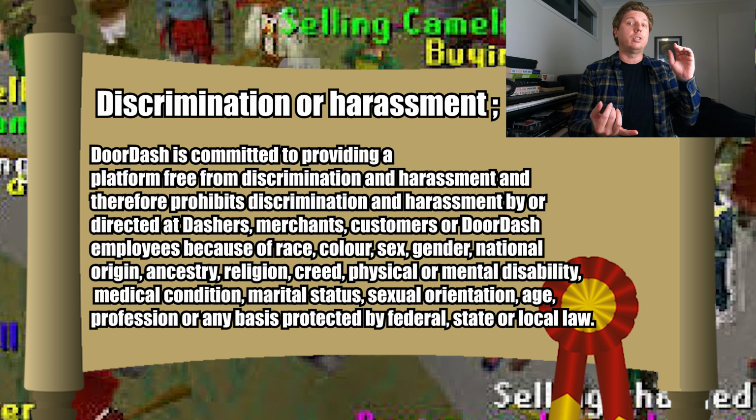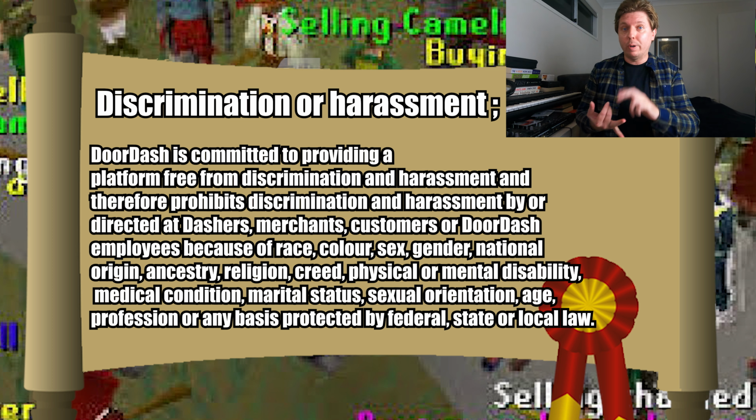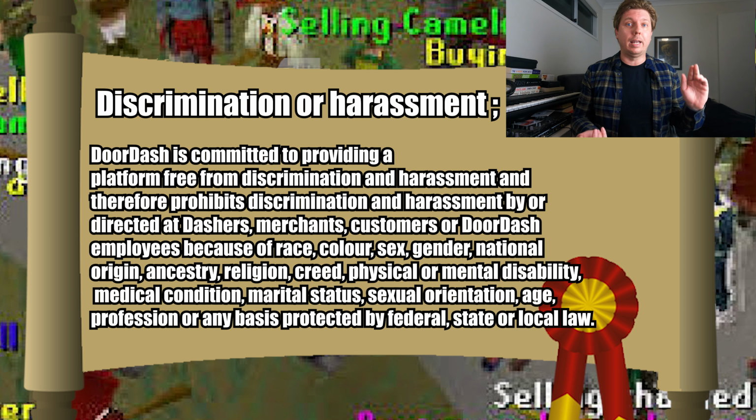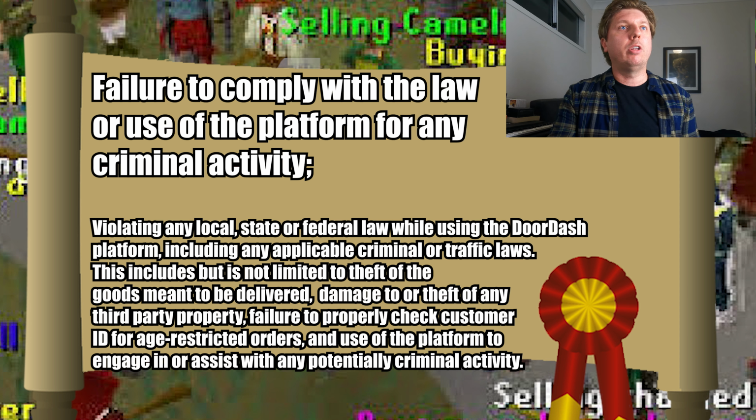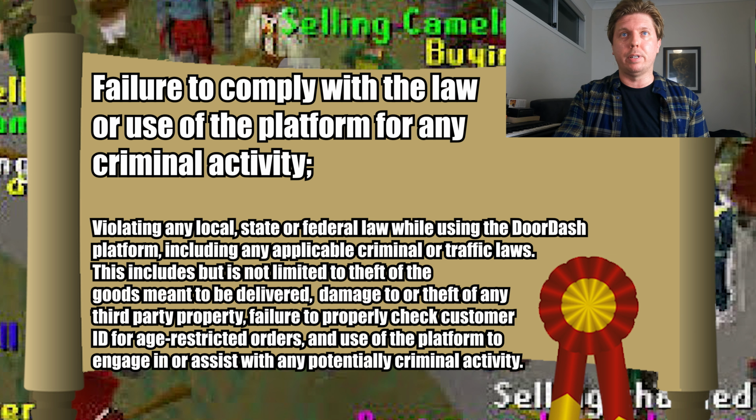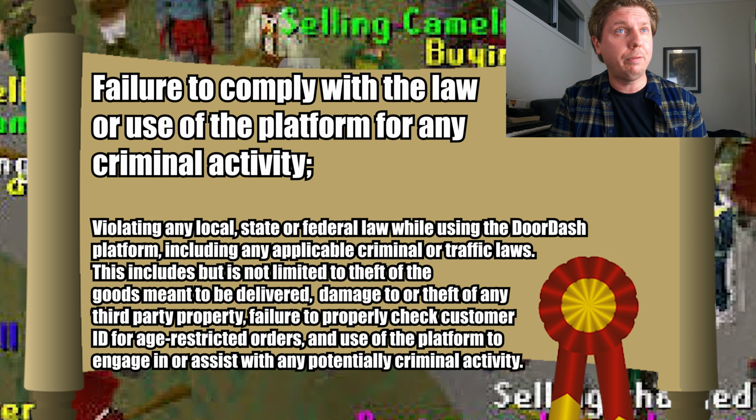And by people, that's other dashers, that is restaurants, that is customers, and that's anyone else as well out in public when you are doing dashing and deliveries. Failure to comply with the law or use the platform for any criminal activity. So violating any local, state, federal laws while using Doordash platform, including applicable criminal or traffic laws.